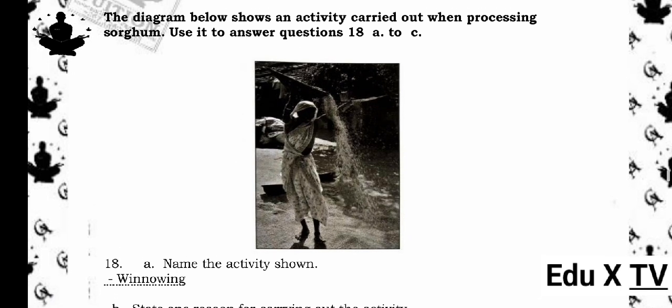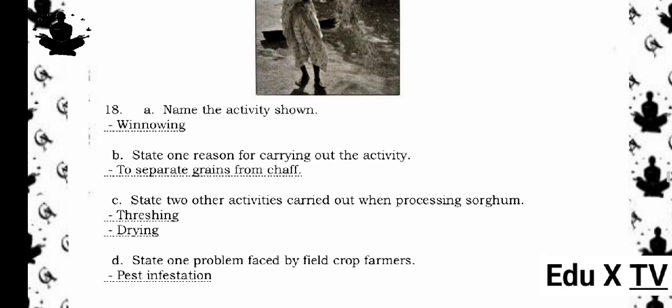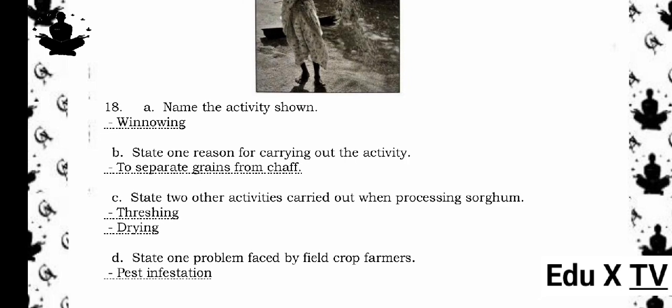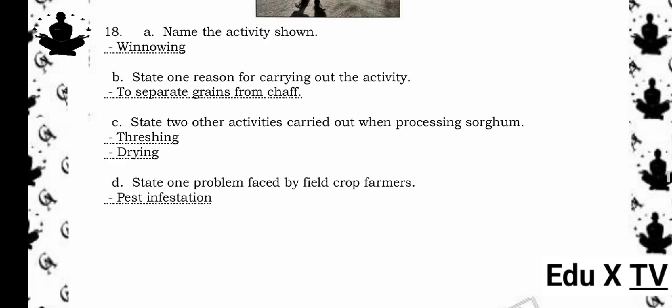The diagram below shows an activity carried out when processing sorghum. Use it to answer question 18. 18. A. Name the activity shown. Winnowing. B. State one reason for carrying out the activity. To separate grains from chaff. C. State 2 other activities carried out when processing sorghum. Threshing. Drying. D. State 1 problem faced by field crop farmers. Pest infestation.